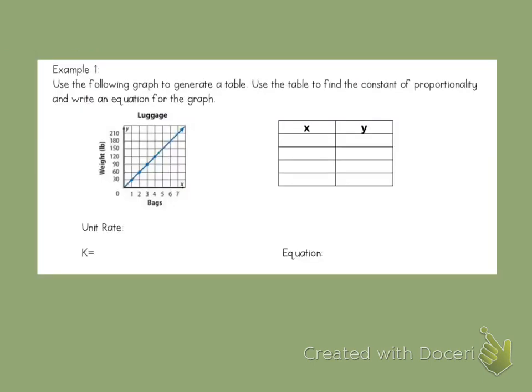Okay, so let's look at one. Use the following graph to generate a table. Use the table to find the constant of proportionality and write an equation for the graph. So if we're looking at the graph, we can see that it's a straight line that goes through the origin. The origin is right here at 0, 0. So because it's linear and it goes through the origin, it is proportional. So we're going to just make note of that right here, proportional.